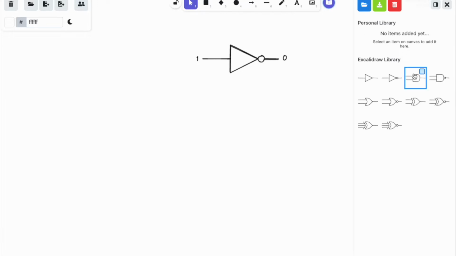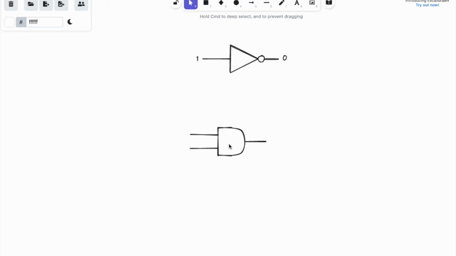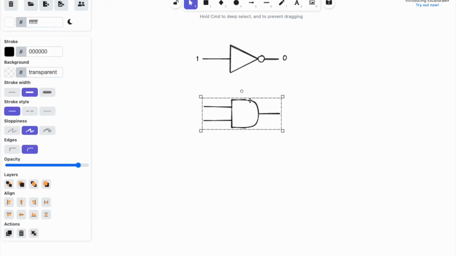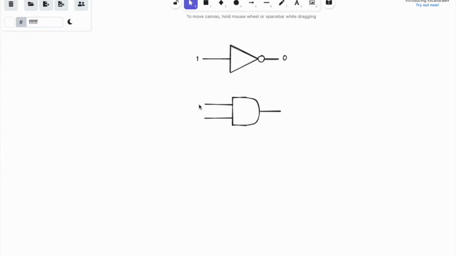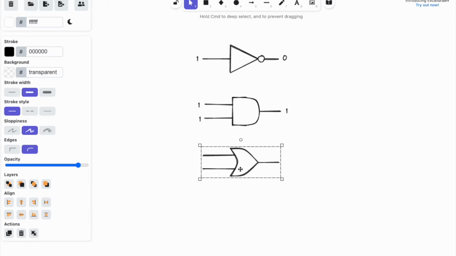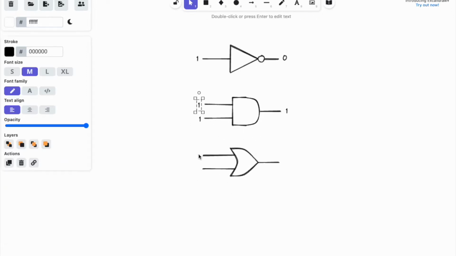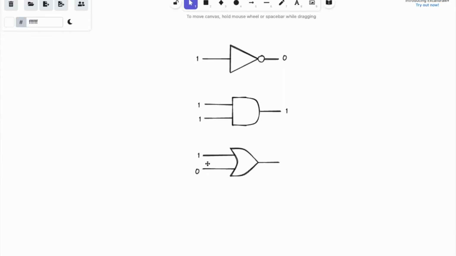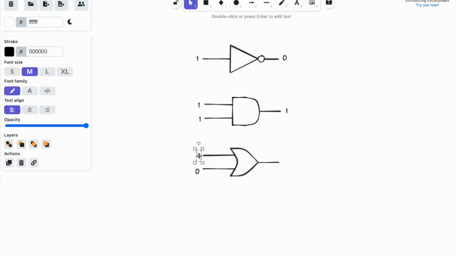Next, we have the AND gate. The AND gate will only be active or emit a 1 if both of the inputs are 1. Any other signal will result in it outputting a 0. Then we have the OR gate. The OR gate will emit a 1 if either of the inputs are 1, or if both of the inputs are 1.